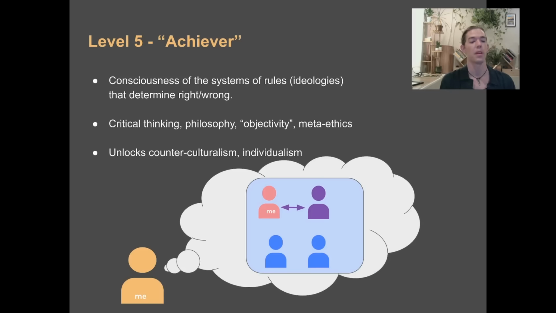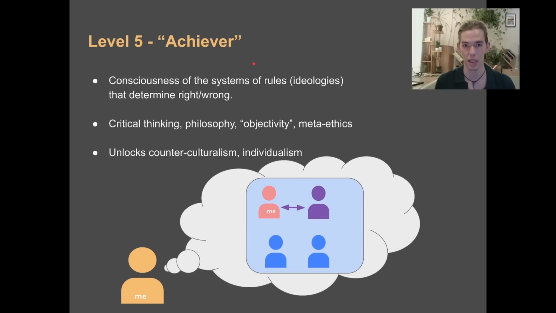Level 5 is when we can take a step back from that. You and I are having an interaction in this society where there might be a societal ethic about what is right and wrong here, but I am allowed to have my own opinions about that. I can think about that. This is where I have consciousness of the systems of rules and ideologies that determine right and wrong. And this is where critical thinking and philosophy and objectivity and meta-ethics all come in. And this level is associated with materialism and material objectives. And that's why it's called the achiever level.